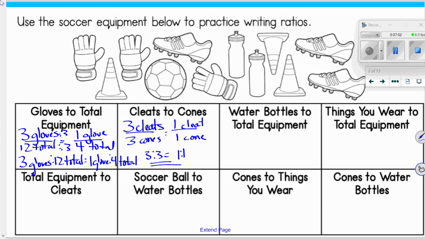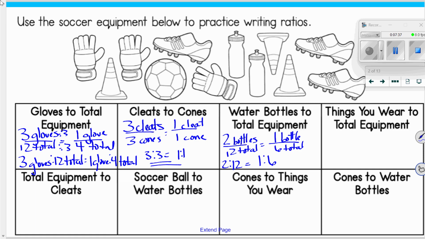What about your water bottles to total? 2 to 12. 2 bottles, 12 total. So 1 bottle and 6 total in simplest form. Or in colon format, 2 to 12, which equals 1 to 6. Make sure you're showing me where you're starting. Show me where you're ending up. I need to see the whole process.